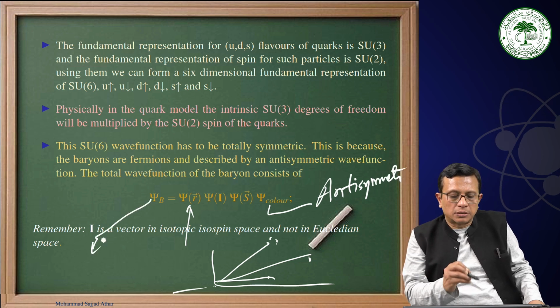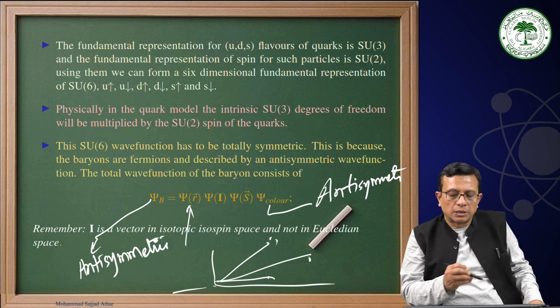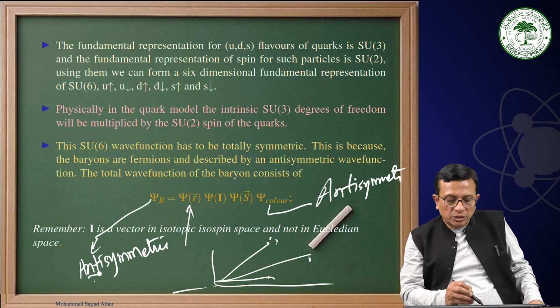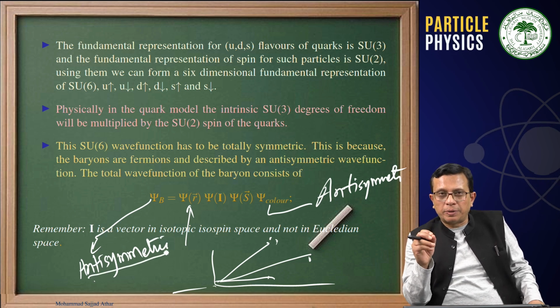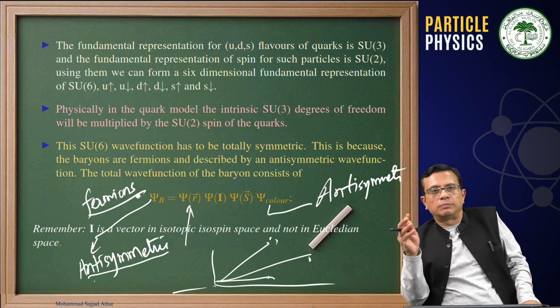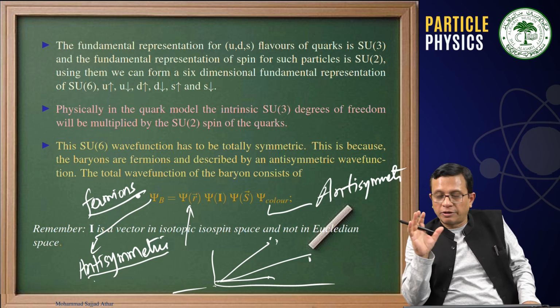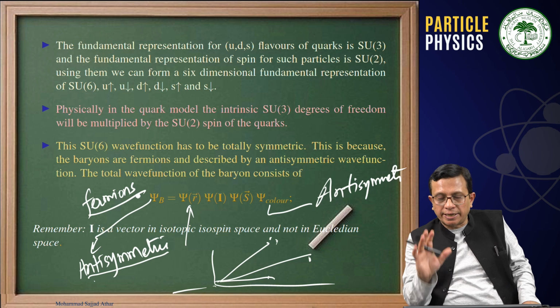While for baryons, the total wave function has to be antisymmetric. Therefore, the total wave function has to be antisymmetric to define fermions, whether I am talking about baryons or I am talking about the leptons. The total wave function should be antisymmetric.